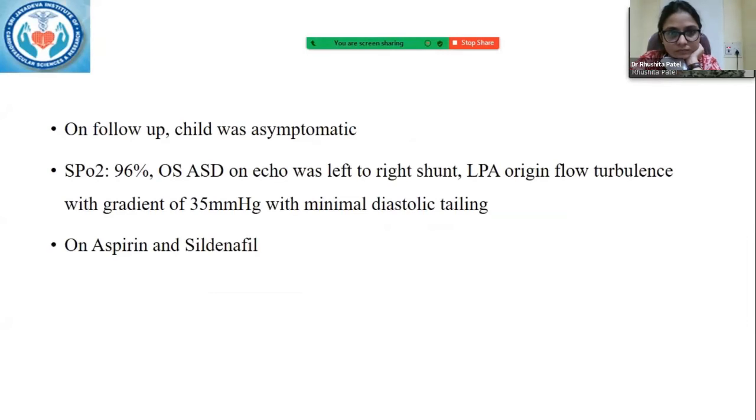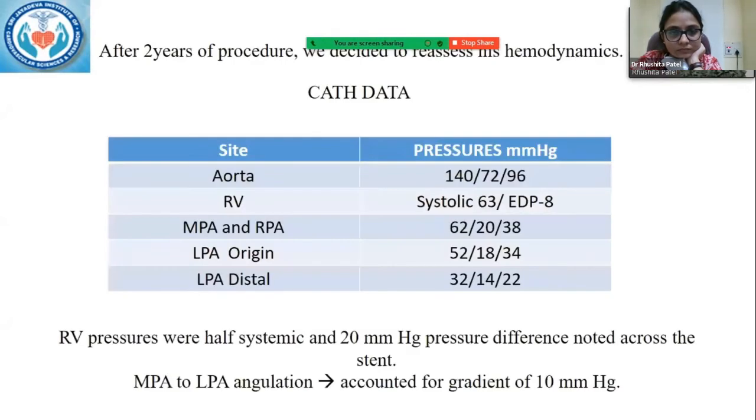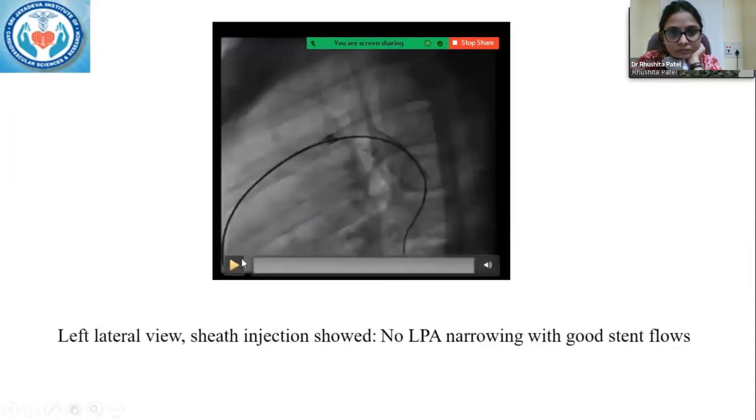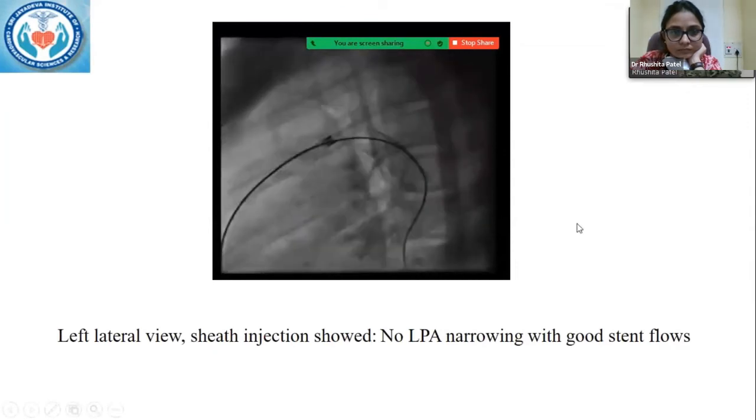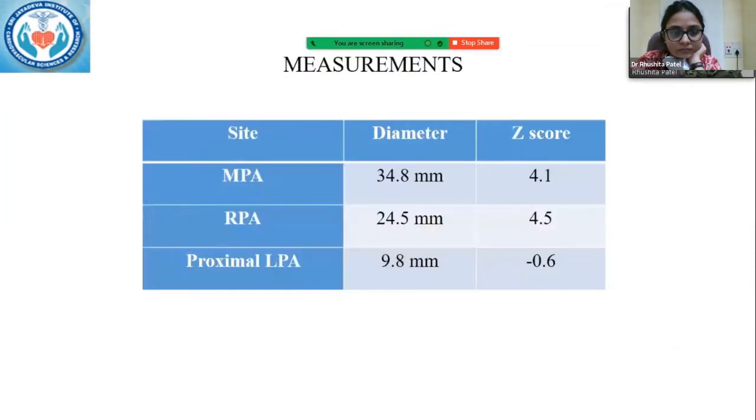The child was still on aspirin and sildenafil. We decided to reassess his hemodynamics, and hence the cath study was repeated, which showed that RV pressures were still half systemic, and a 20 mm Hg gradient across the stent. The left lateral view cine injection showed that there was no discrete LPA narrowing and good flows across the stent. The measurements of proximal LPA had improved from 4 mm to 9.8 mm and Z-scores from +5 to -0.6.